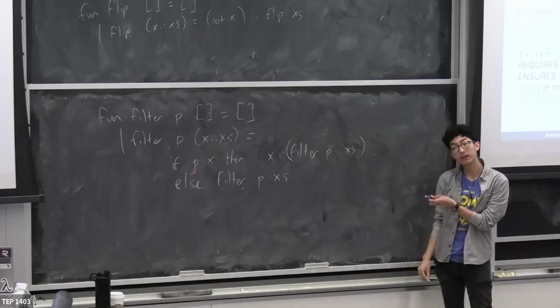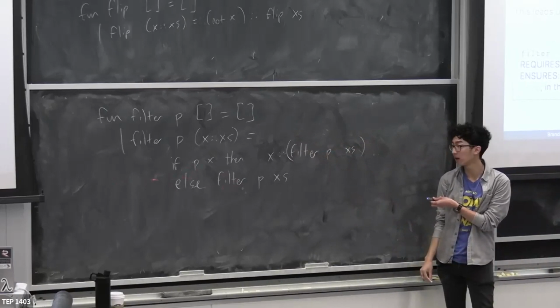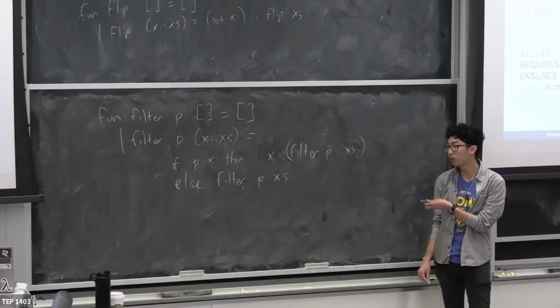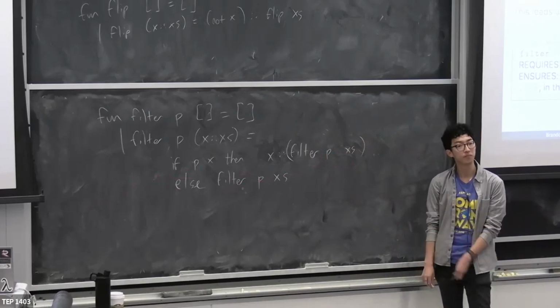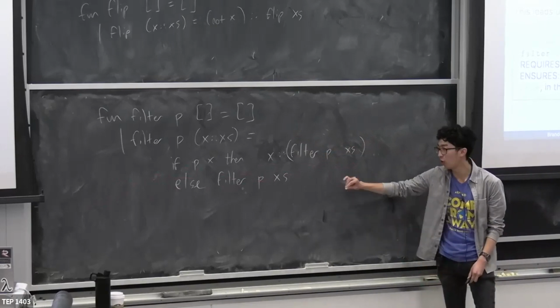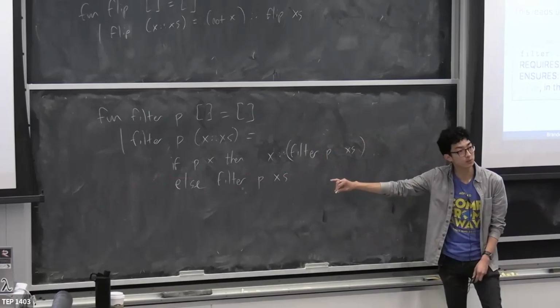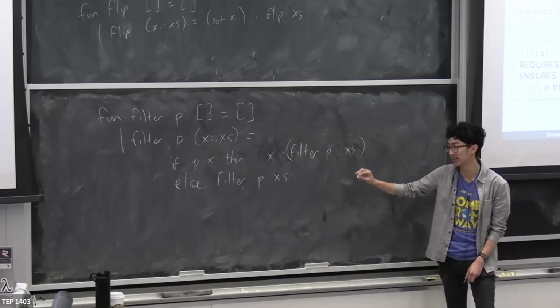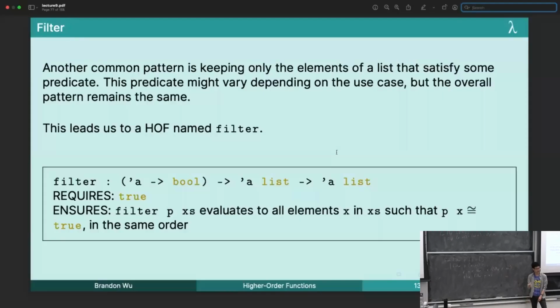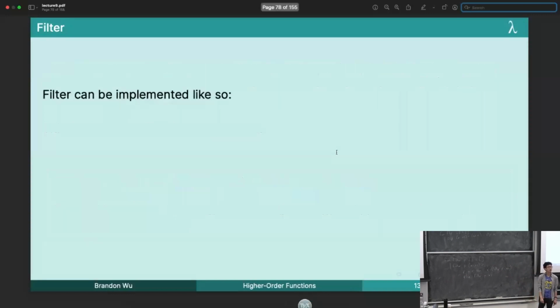So if the element I'm currently looking at satisfies the predicate, I keep it and I recurse. Otherwise, I don't keep it and I recurse. And inductively, you're going to keep only the elements. Recursively, this will mean that filter will only ever keep elements that satisfy P. Is everyone good with this? This is strictly easier, I think, than map, to be honest. Okay. If no questions, we will move on from this.